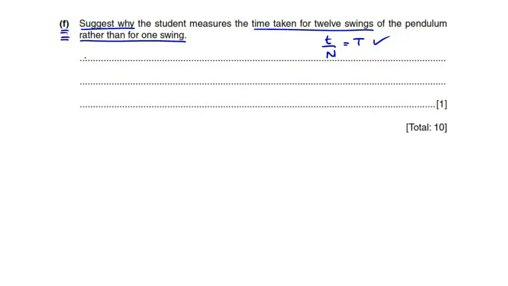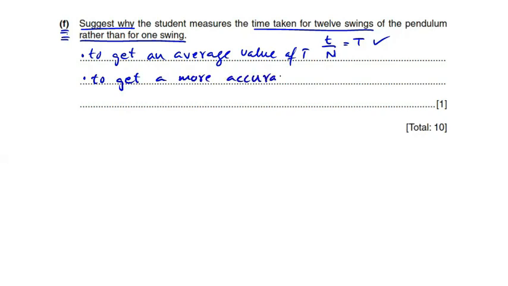So the answer to this part is to get an average value of T, or to get a more accurate value of T, or we can also write to reduce the effect of human reaction error.